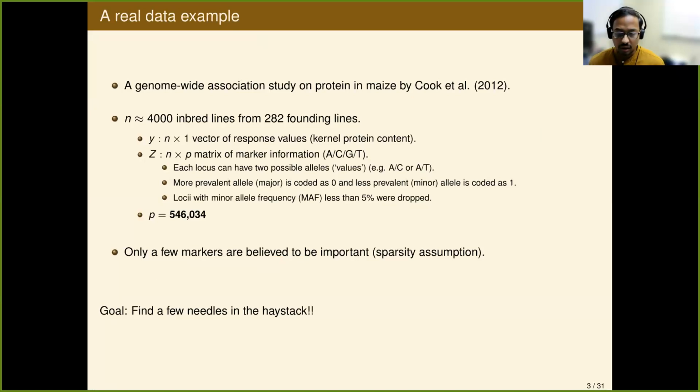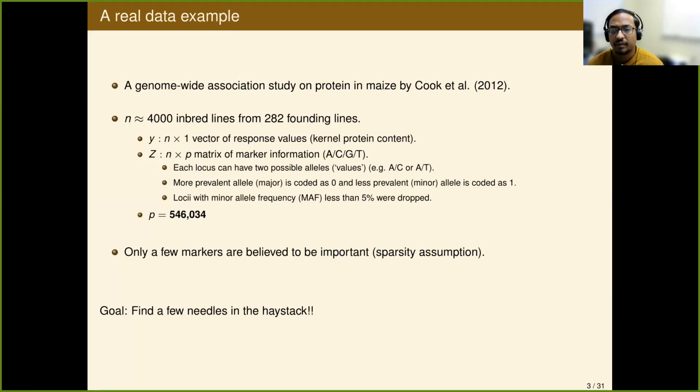I will talk about this particular genome-wide association study problem, where we have close to 4,000 inbred lines from 282 founding lines. These are 282 corn or maize varieties, a pretty diverse set of genotypes. They are randomly crossed between themselves, and these offspring are inbred for a few generations so that their alleles become homologous in most of the locations. So these 4,000 inbred lines could be thought of as a random sample of the children that might come out of these 282 founding lines.